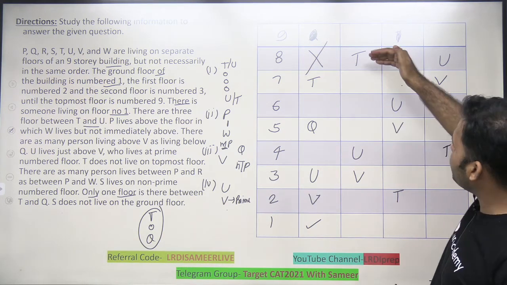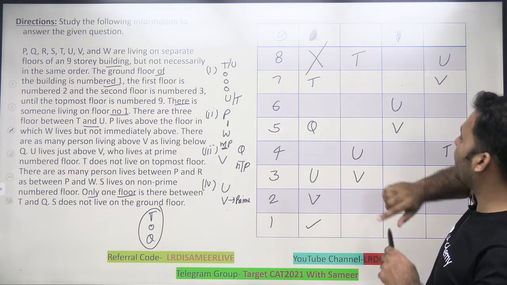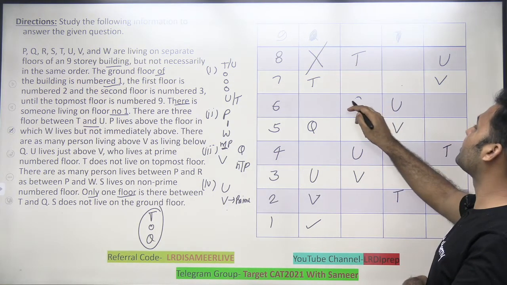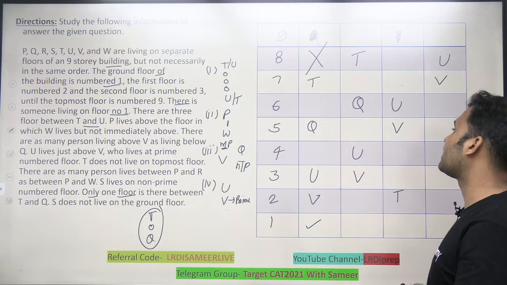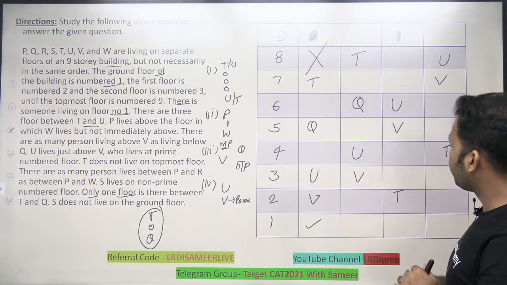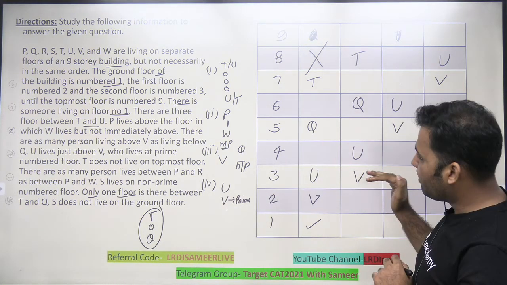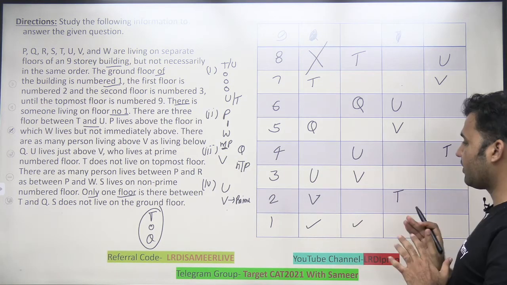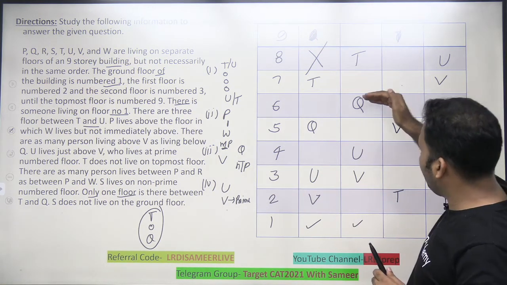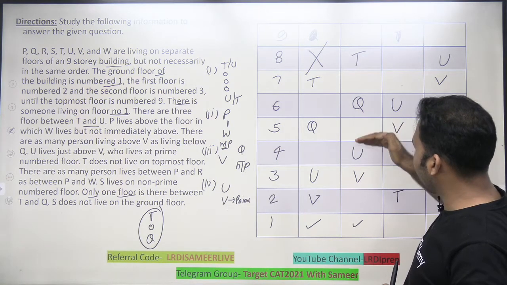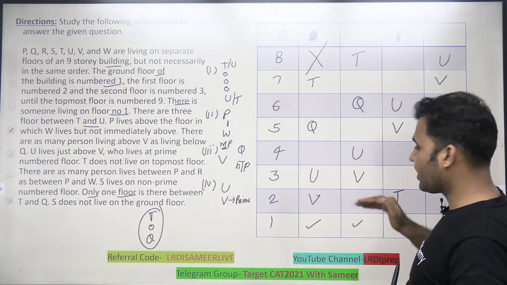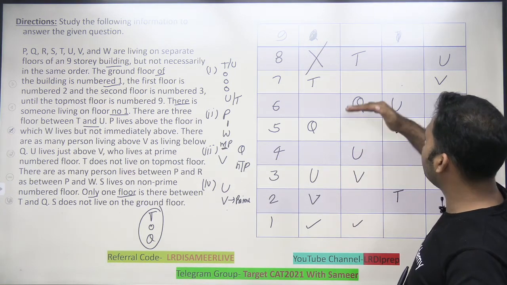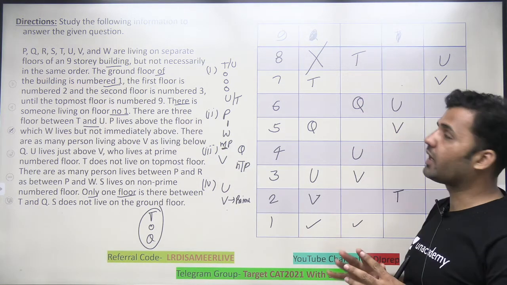Now in the second case, the gap between T and Q can only be possible when I'm placing Q at floor number 6. Now you see that the number of people above V, right? I know that someone is living on the first floor. Now below Q, I can have the maximum number of people 1, 2, 3, 4, and 5. And above V, the maximum number of people are 1, 2, 3, 4, 5, and 1 can be vacant.